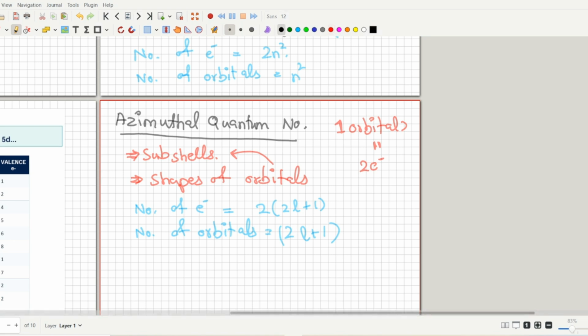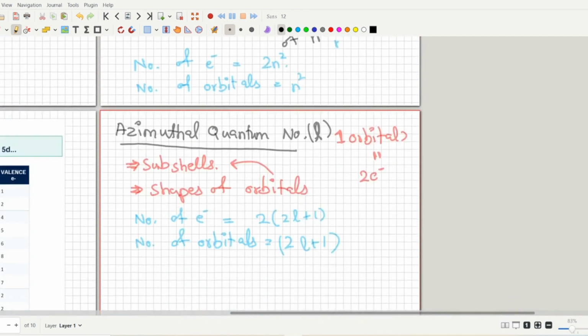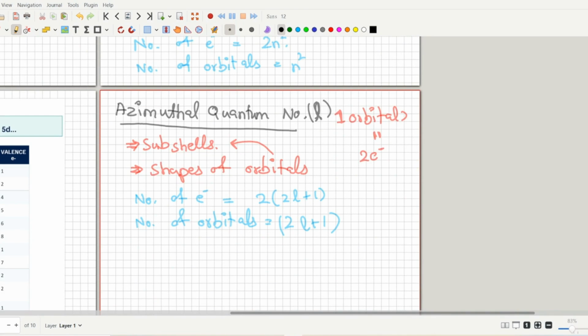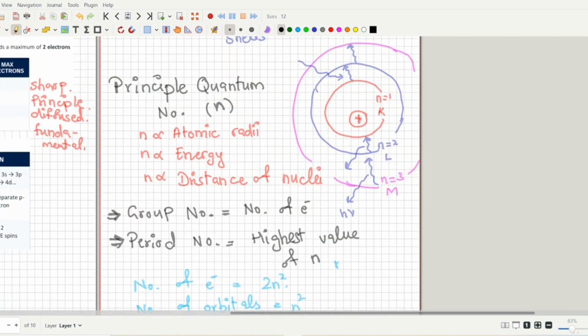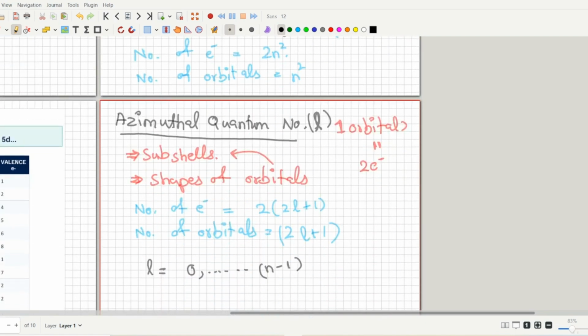So L is actually the azimuthal quantum number symbol. The symbol for principal quantum number was n, and the symbol for azimuthal quantum number is L. So what does L signify? L can start from 0 to so on, and it will always end on n-1. Like if the principal quantum number is 2, then the azimuthal quantum number is going to be 1. If the principal quantum number is 3, then the azimuthal quantum number would always be 2.